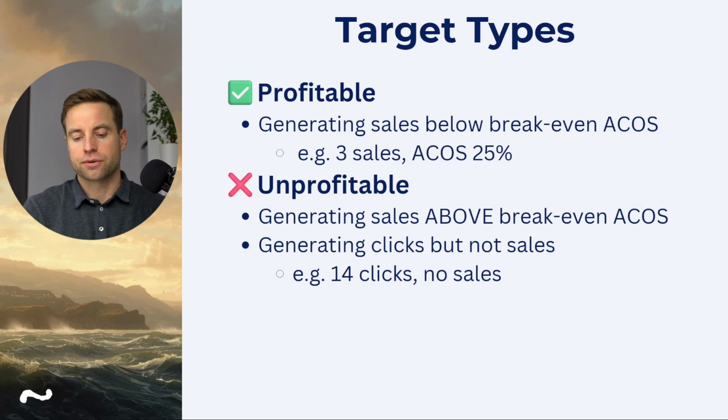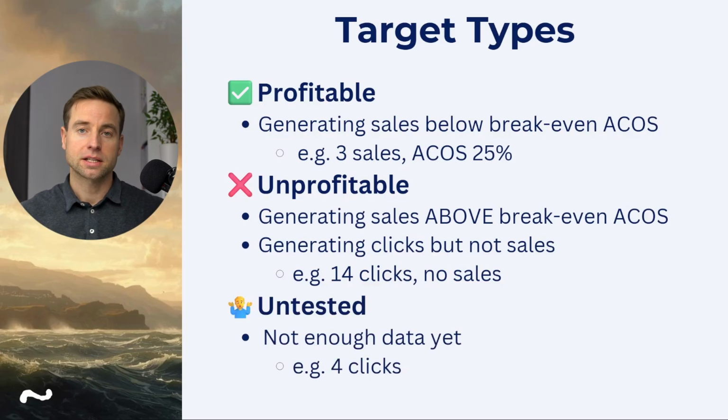Next target type is unprofitable. It means that it generated sales above break-even ACOS, or it generated clicks but no sales. So for example, we had 14 clicks and no sales. And the last type is untested, so we don't have enough data yet to state whether this target is profitable or not. For example, it generated 4 clicks, so we have to wait until it generates more data.